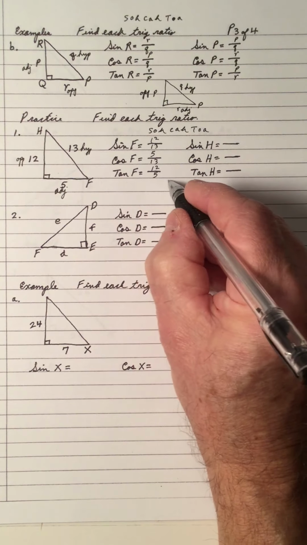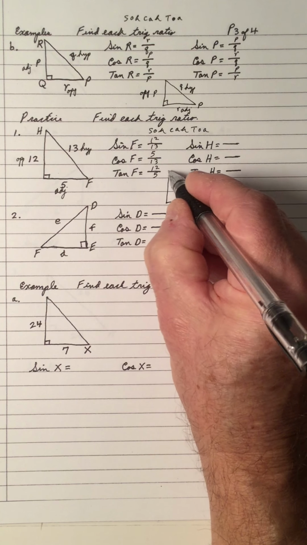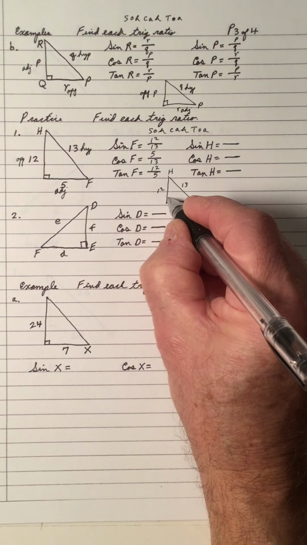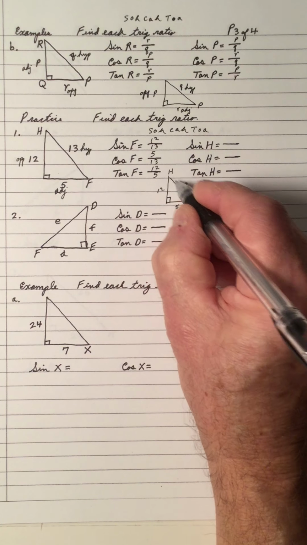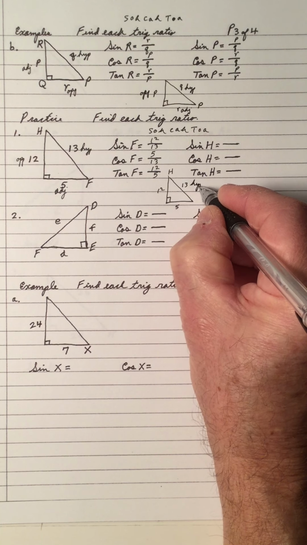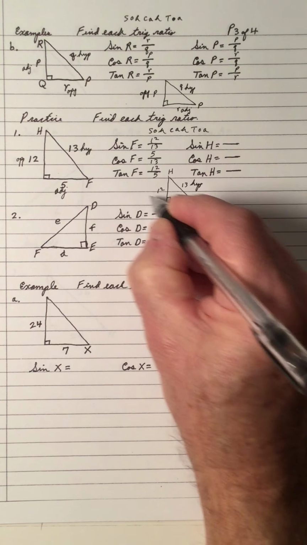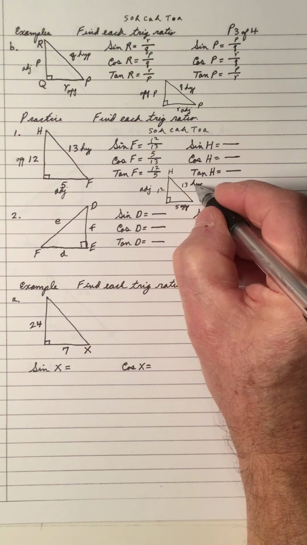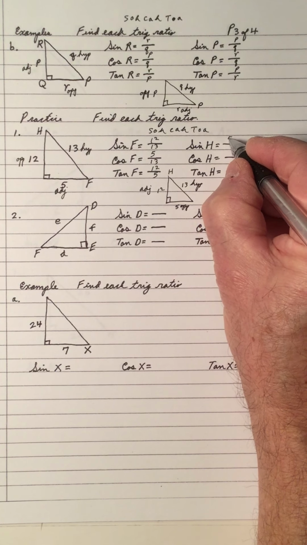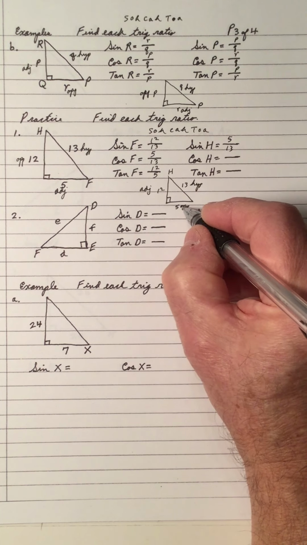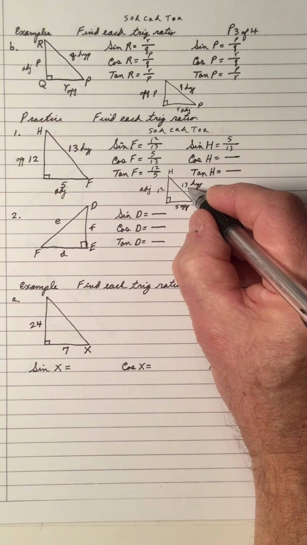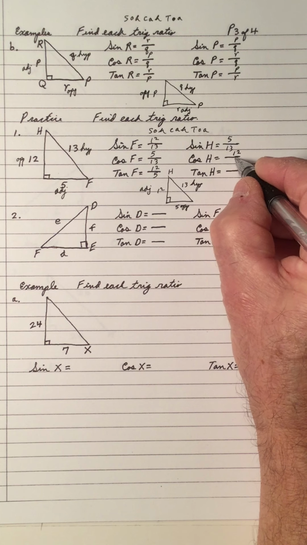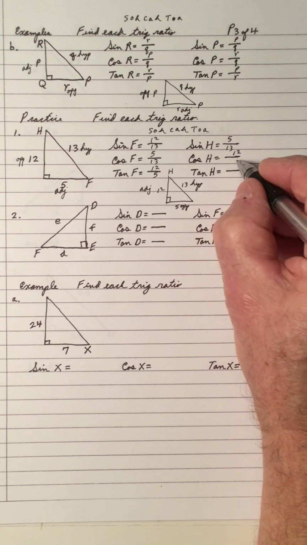And in terms of H, well, let's just not get mixed up. Let's draw H here. Put 13, 12, and 5. In terms of H, that's the hypotenuse. That's opposite. And that's the adjacent. So sine is opposite over hypotenuse, which is 5 over 13, sorry. Opposite over hypotenuse. Cos is the adjacent. In terms of H, adjacent is 12 over 13.